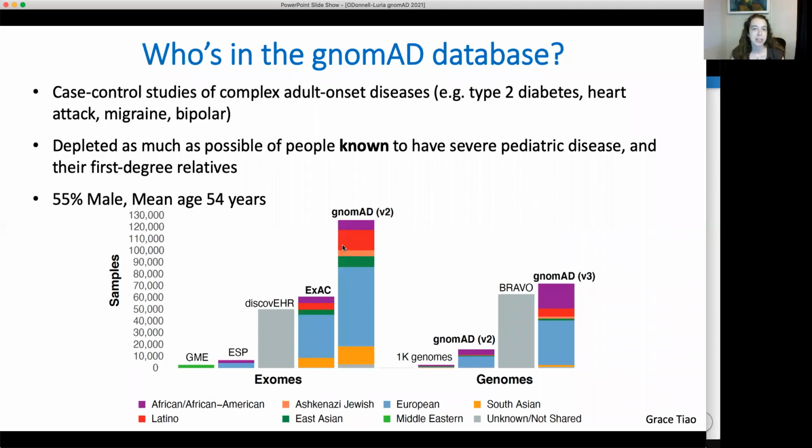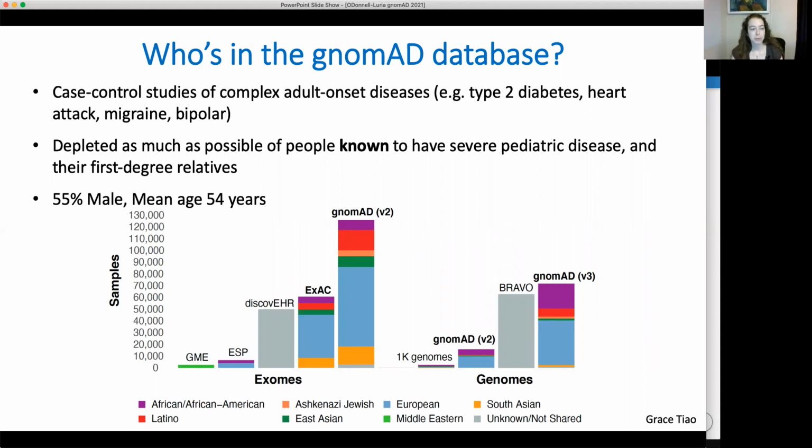So who is in the gnomAD database? I told you there's exome and genome data. This data was not sequenced as part of gnomAD, but was aggregated from pre-existing case control studies of complex adult onset disease, such as type 2 diabetes, heart attack, migraine, bipolar disease. We have depleted it as much as possible of people known to have severe pediatric disease and their first-degree relatives. So we would never take a cohort that had been recruited for a rare disease or Mendelian disease and sequenced, or the parents of individuals in that cohort, and include them in the database.